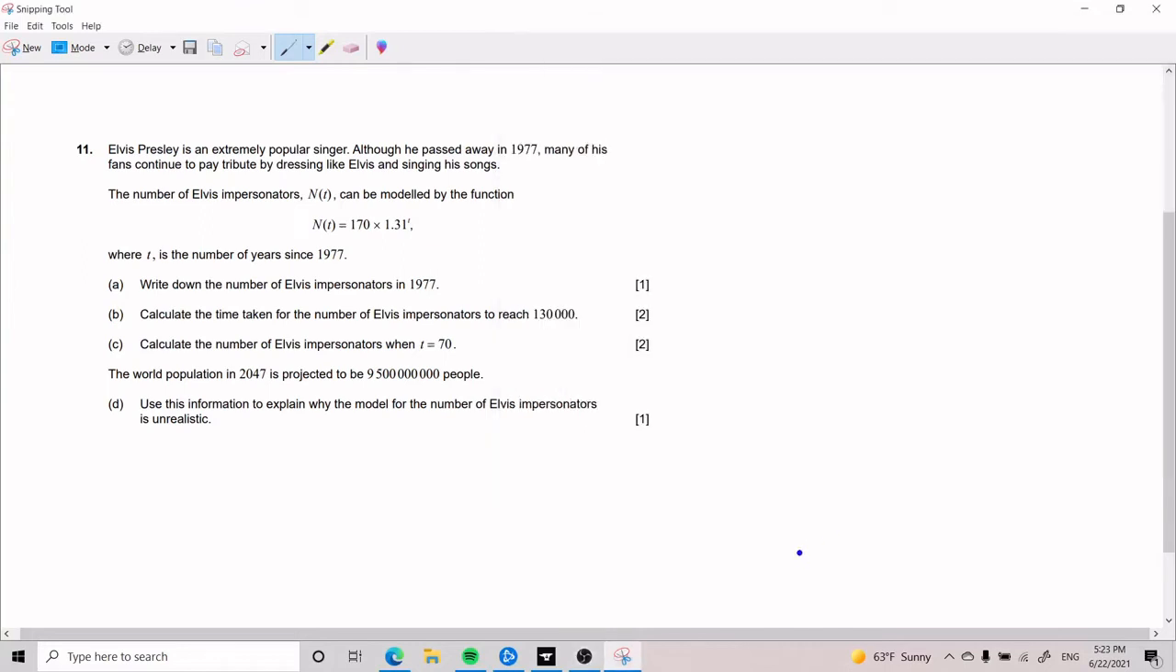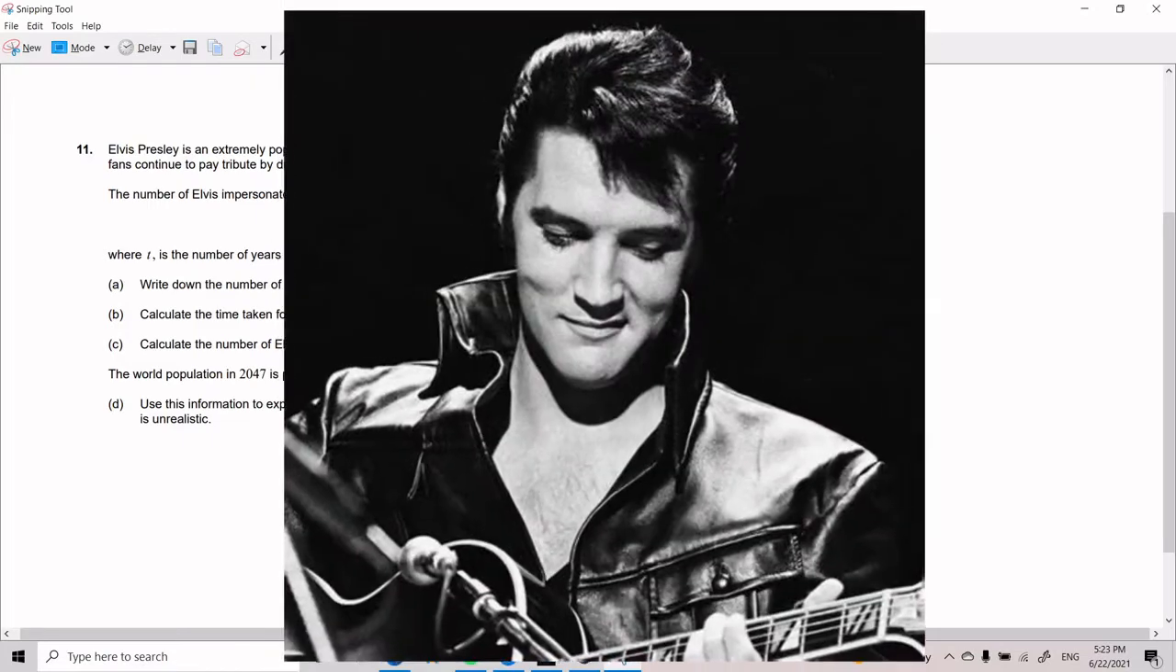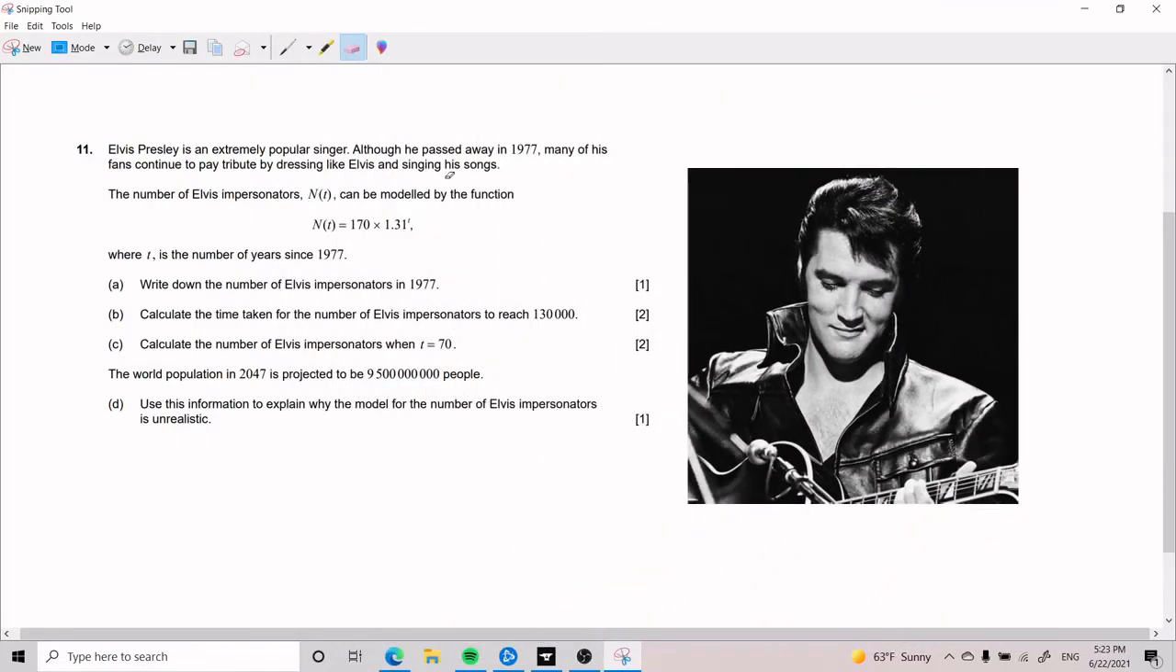Hello everybody, today we'll be going over that one problem that always seems to show up with the variable on an exponent at the IB Math Studies level. And so we have that Elvis Presley is an extremely popular singer, and although he passed away in 1977, many of his fans continue to pay tribute by dressing like Elvis and singing his songs.